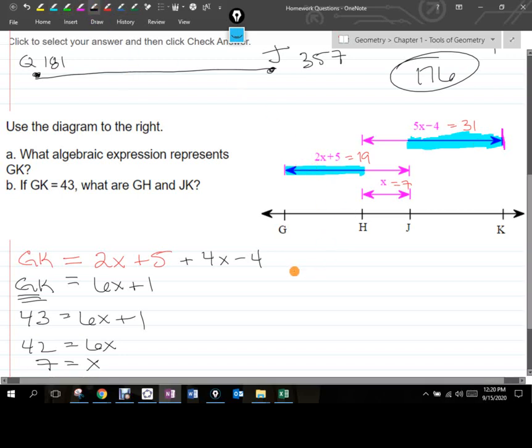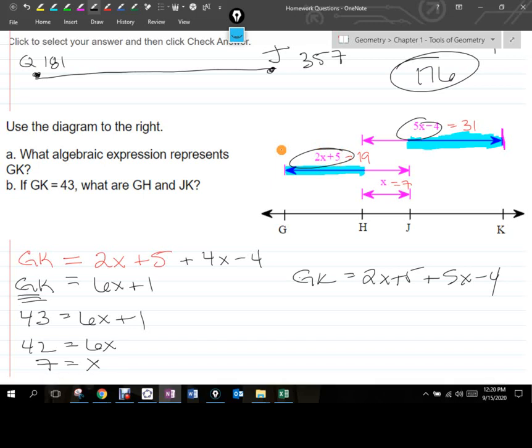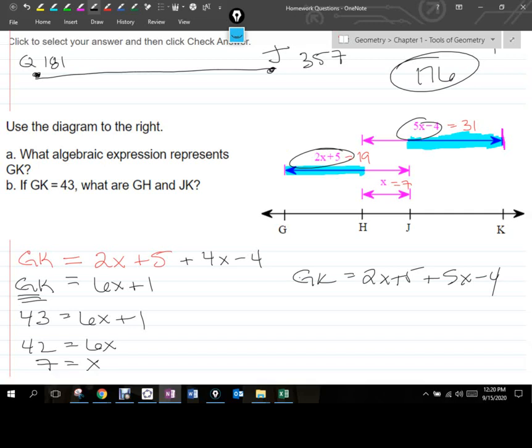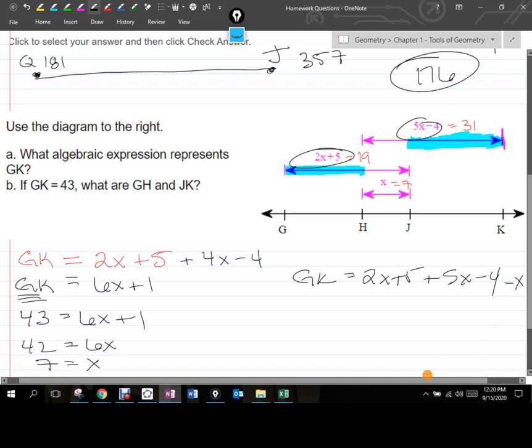I get a lot of people who do this type of thing. They'll say G to K is 2x plus 5, and they'll add to that the 5x minus 4. They'll add those two things together, okay? But what happens is that when we do that, we add that distance x in there twice, right? That distance x was in the GJ distance, and that x was in the HK distance. If I want to do it that way, that's fine. You just have to remove then an x, because you've counted it twice. We only want to count it once.